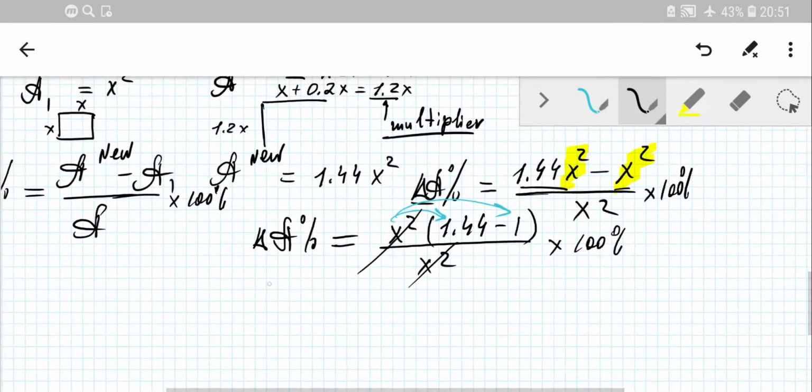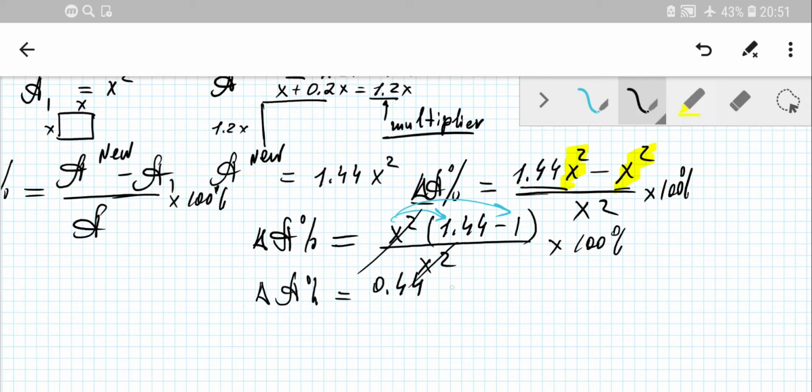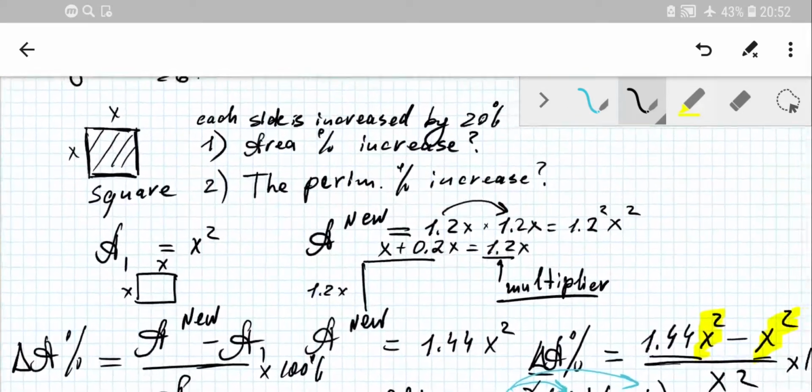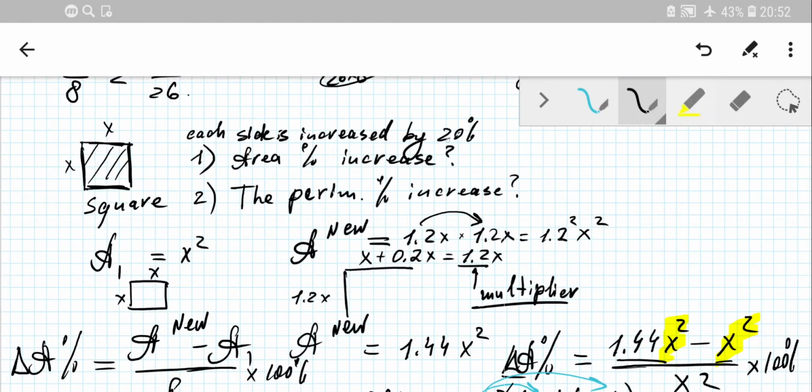And that's why finally you've got the following. The percentage change in the area is simply 0.44 over 1, multiplied by 100. So as a percentage, it's going to be a 44 percent increase. So you see how it works. It's not simply 20 percent squared, right? It will be a mistake to think that it's so.